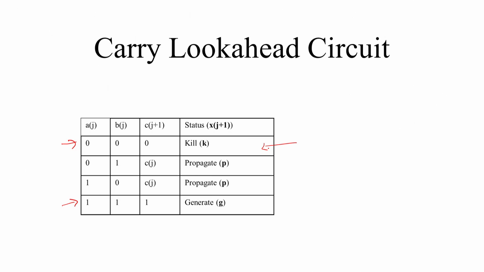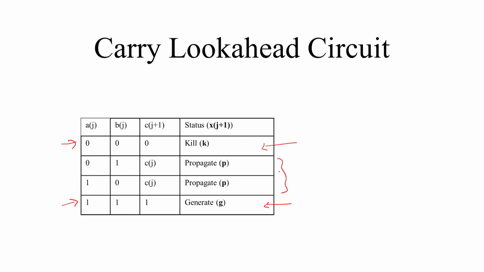If my AJ equals BJ, then I do 1. The carry that I propagate to the next stage is 1, so I generate a carry for the next stage. When my AJ is not equal to BJ, I just take the carry from the previous stage and pass it on to the next stage. I call these two cases propagate, right.